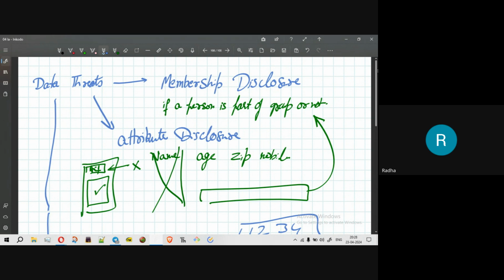So what do we do? Do we not disclose these kinds of details in anonymizing? We hide. No, no. Sometimes we need to disclose it, and we will discuss how we can disclose it.